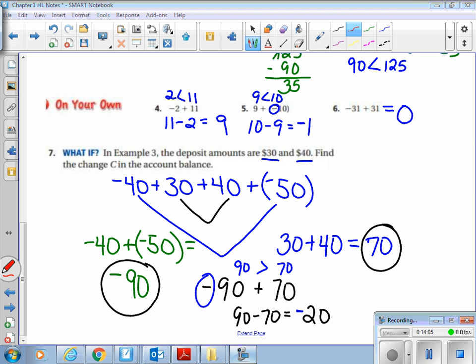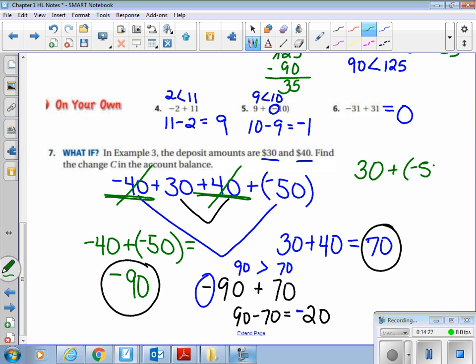The other way we could have done that, you may have noticed that negative 40 and positive 40 are additive inverses, and therefore they cancel out to 0, right? Because negative 40 plus 40 would be 0. That would leave us with just 30 plus negative 50. My signs are different, therefore I subtract. 50 minus 30 is 20.